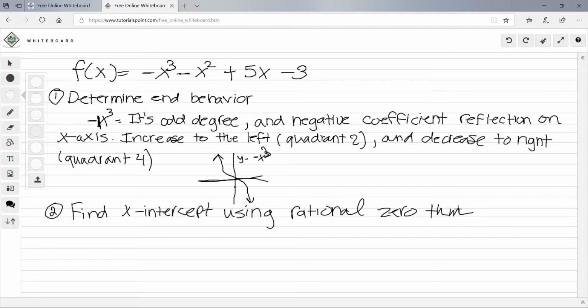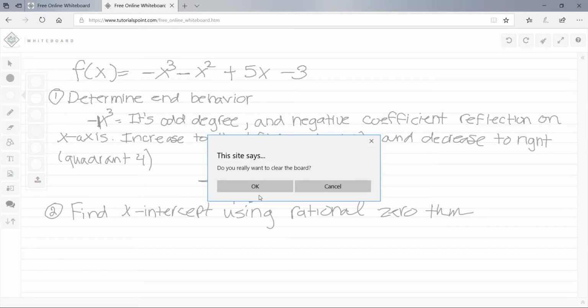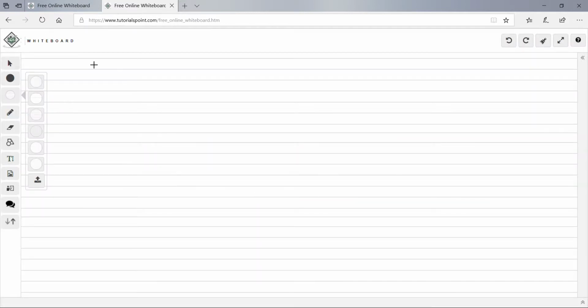So hold on. Let me clear the board because I need more space, so press pause if you need to. So let me rewrite it. So the equation was f of x equals negative x cubed minus x squared. So we're in step 2, so we're gonna find the zero. We gotta find the x-intercept using rational zero theorem.